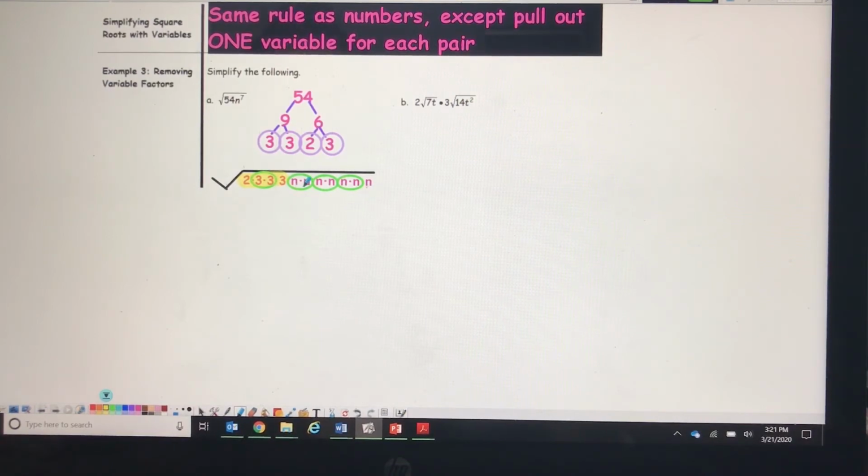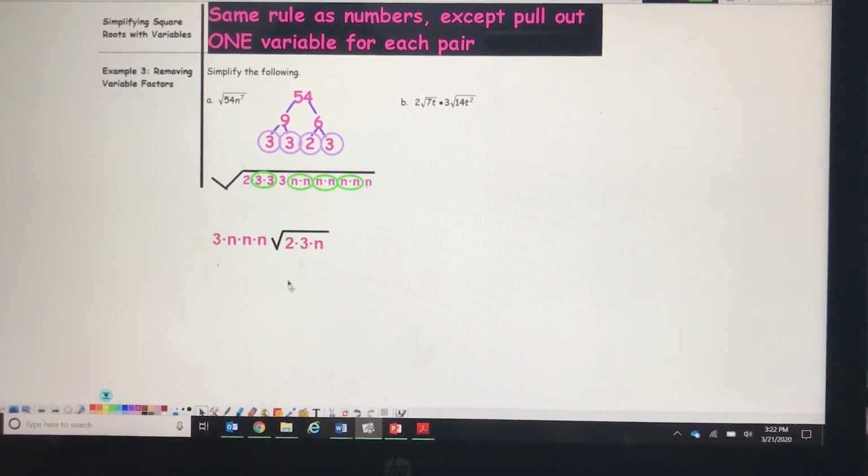Here's where your variable comes into play. My problem said n to the 7th, meaning I have 7 n's that I am multiplying by each other. So I write out n times n times n times n times n times n times n. Make sure that there are 7. When I go through and do my groupings, I end up with 3 groups of n.